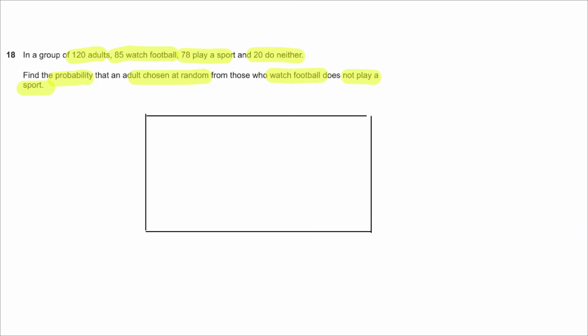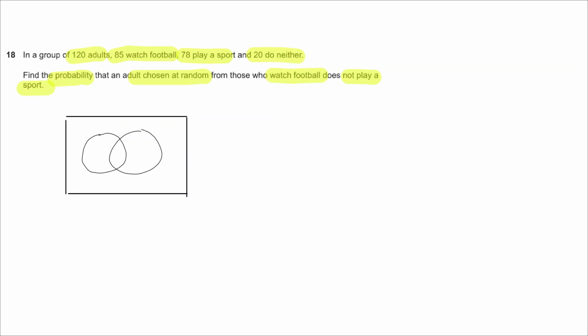Let's just draw out a Venn diagram. Let's do this down here. I don't know why I drew it so big, let's make it a little bit smaller. There we go. Now, Venn diagram, let's draw our circles in. You're going to have one over here and then one over here. You know that the total is 120. I'm going to put F for football and then S for playing a sport. So football is the first circle and sport is the second circle. And 20 do neither, so you know straight away that 20 is going to be on the outside.